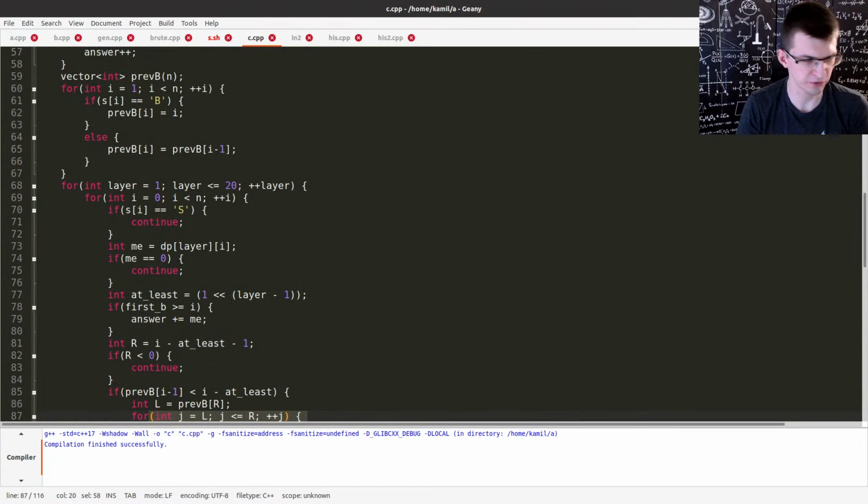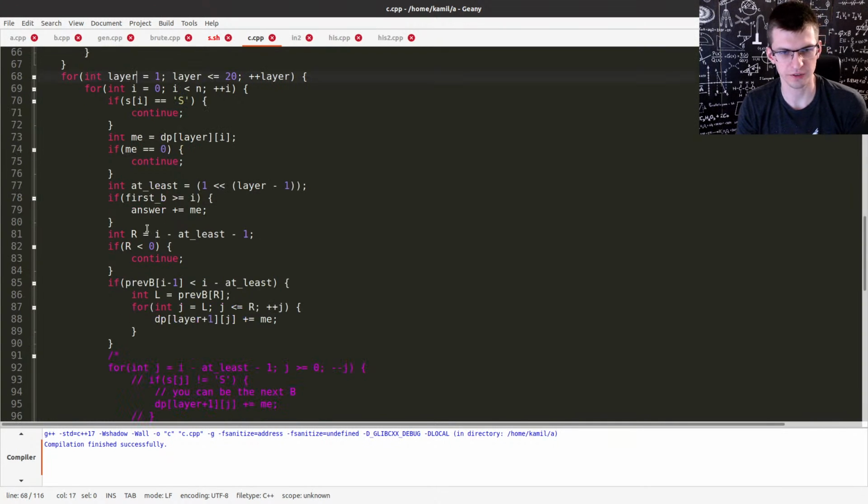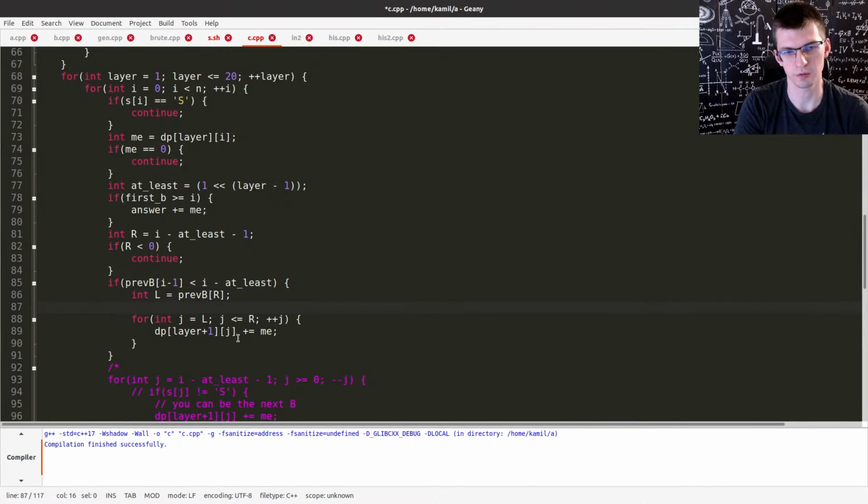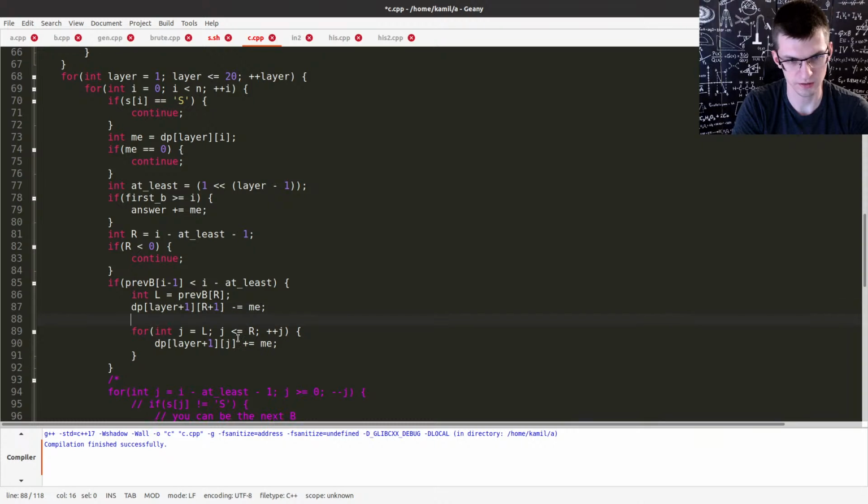Somebody wanted a tip for dynamic programming. So this is how I solve it. I do something in worse complexity, then I simplify the slow part, the bottleneck, so that here I see that this is dp where I just add to some interval, and then I can just do, what can I do? dp of layer plus 1, r plus 1 minus equal me.